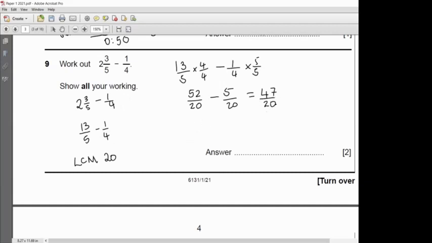We know that 20 goes into 47 2 times. There is a remainder of 7, and this 7 is over 20. So this is 2 and 7 over 20.